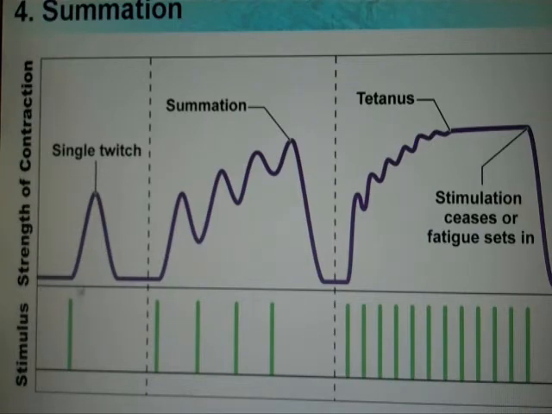So here's a muscle twitch, a single twitch. What that means is a muscle fiber has contracted completely and then relaxed. Muscles are all or none. So when your muscle contracts, the whole muscle cell will contract, or it won't. There's no in between contracting.